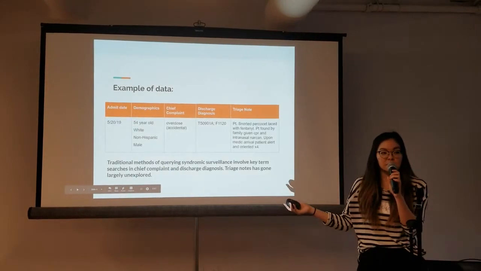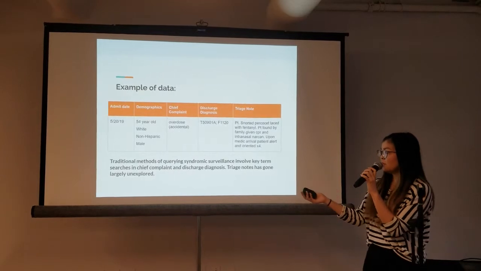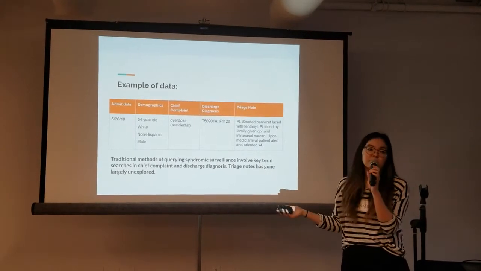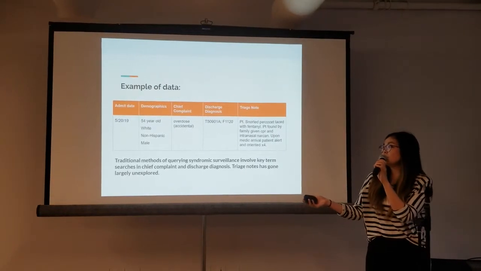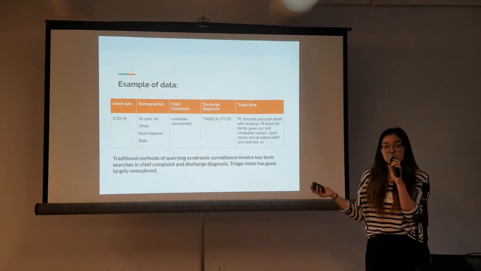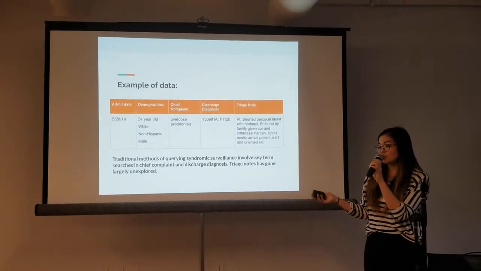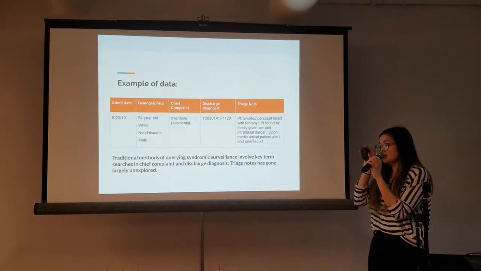So this is an example of what we might get for one particular visit. Admit date, demographics, chief complaint, which is a 2 or 3 word description of why the patient presents at the ER, diagnosis codes, and a triage note, which is usually written by a triage nurse, which is a more descriptive description of why the patient has presented at the ER.